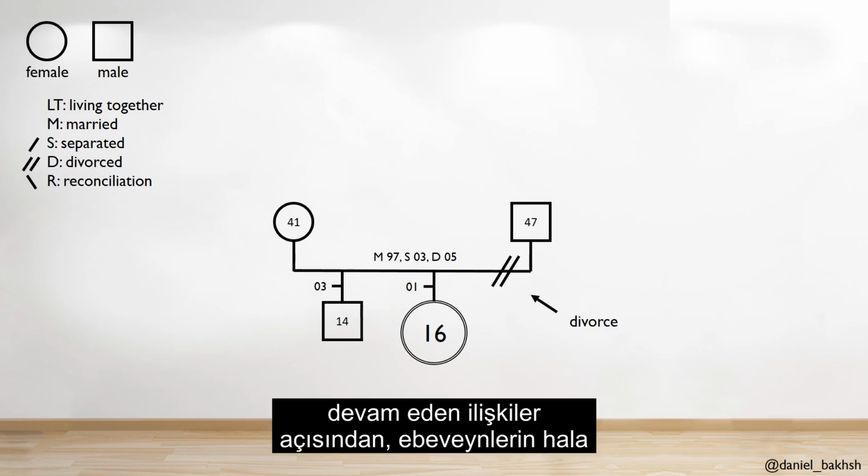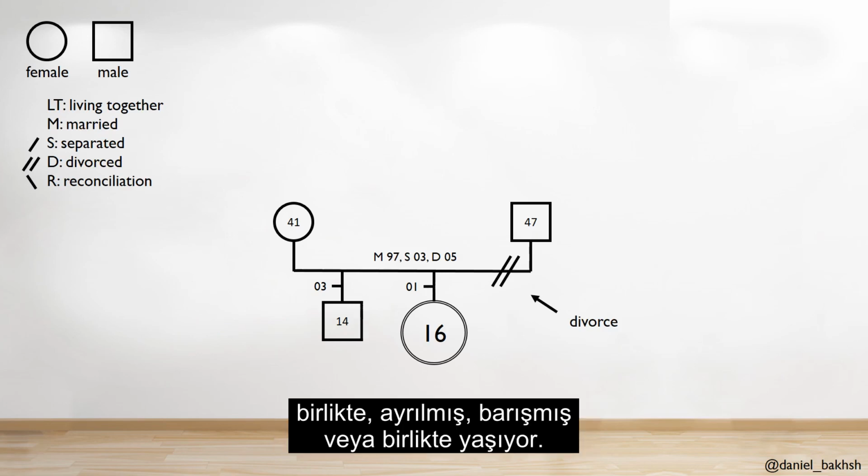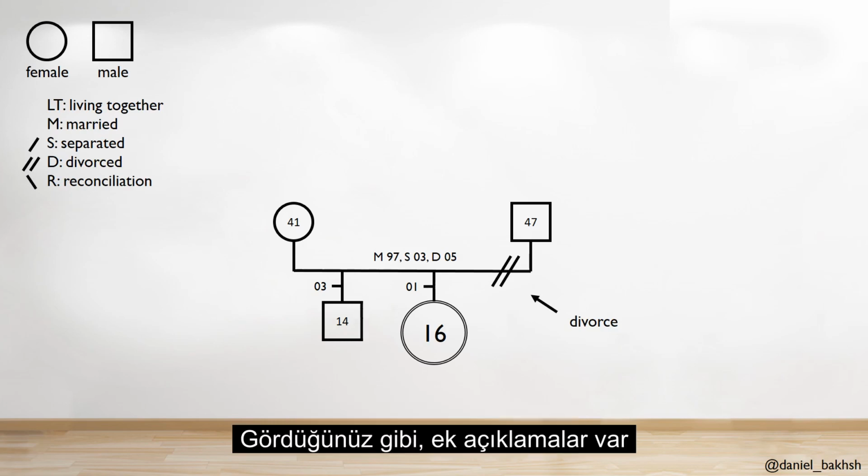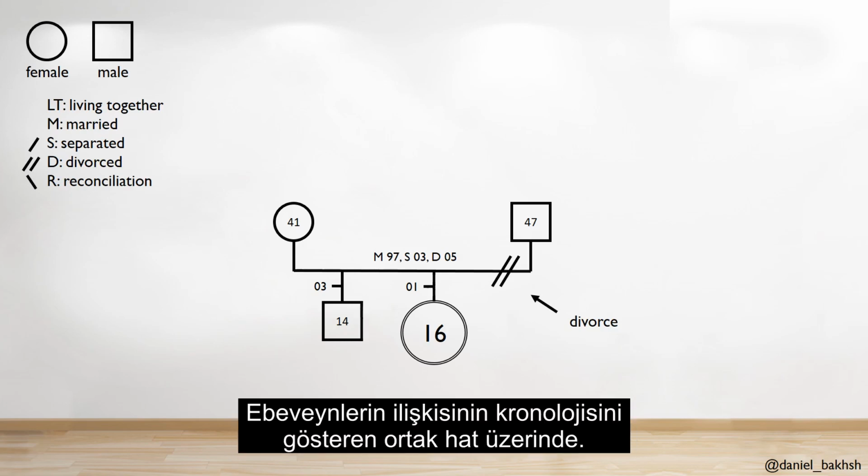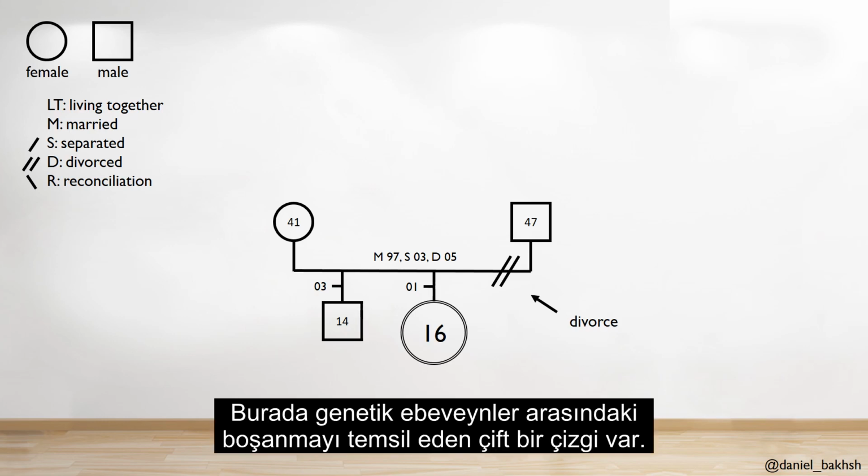Then of course, in terms of ongoing relationships, we need to know if the parents are still together, separated, reconciled, or living together. As you can see, there are annotations on the shared line that show the chronology of the parents' relationship. Here we have a double line that represents the divorce between the genetic parents.